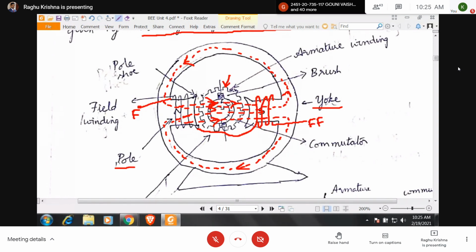Next, you are going to have the slots here. In the slots, armature conductors will be there. The armature conductors are connected to form the armature winding.